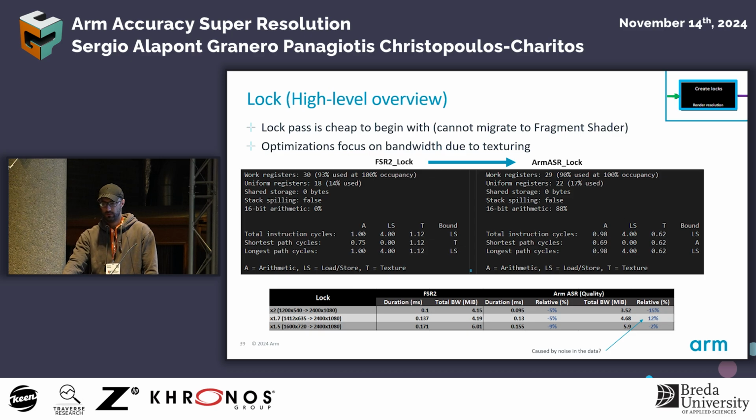Luma pass is cheap, so we didn't bother too much. We did some minor optimizations around texturing kernels, and that gave us some minor bandwidth improvements.